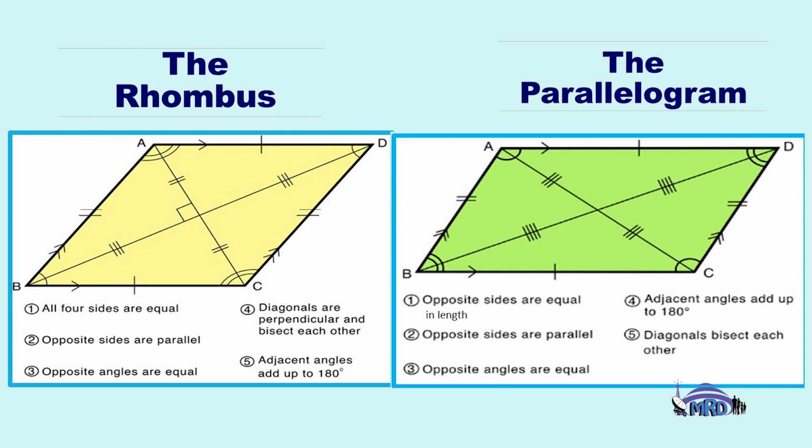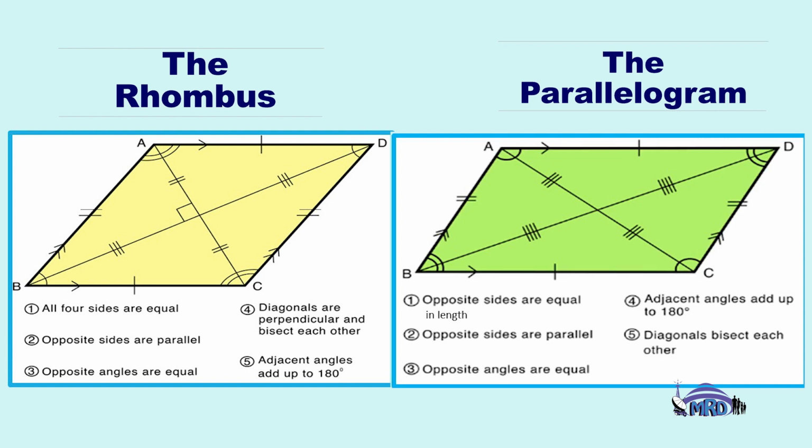So with the rhombus, all sides are congruent. This means that the rhombus has four equal sides. With the parallelogram, however, opposite sides are equal and adjacent sides are unequal.